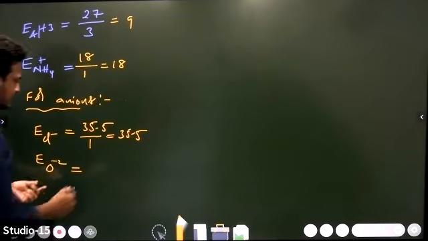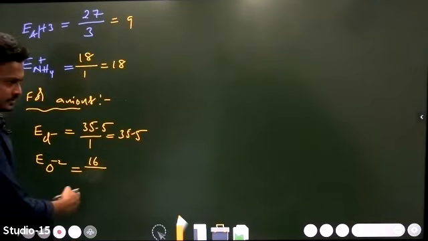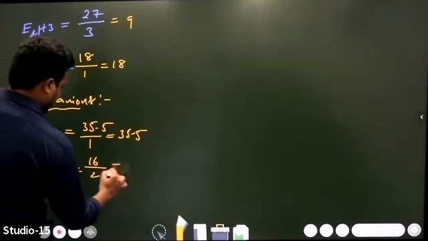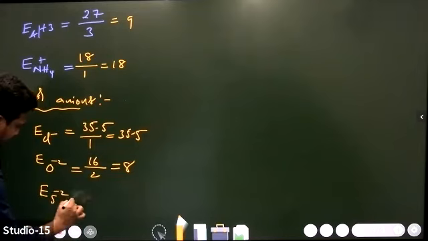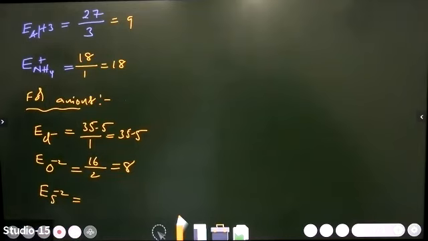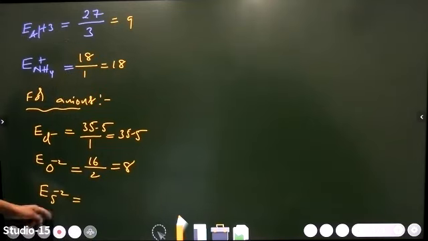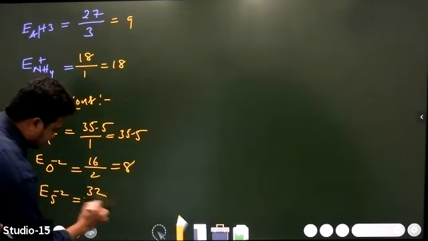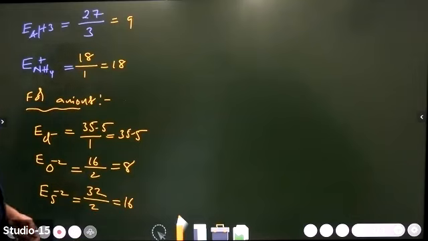Atomic weight or ionic weight of oxygen, 16 by 2. Very good number. That is 8. Now, equivalent weight of sulfide ion, S minus 2. Sulfur atomic weight is 32, so 32 by 2, that is equal to 16 grams.